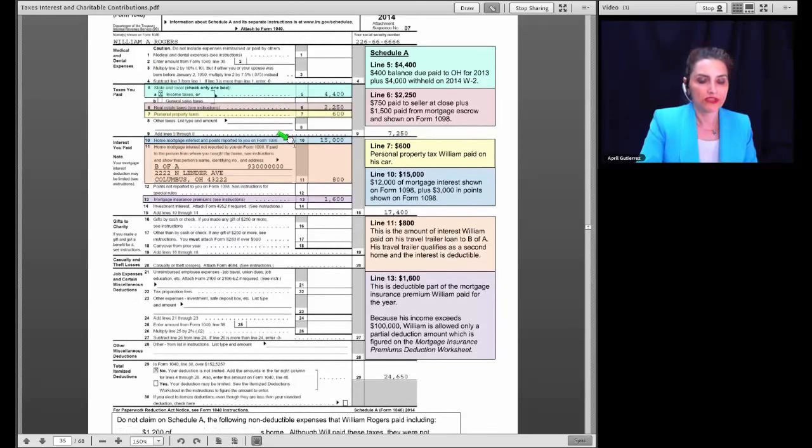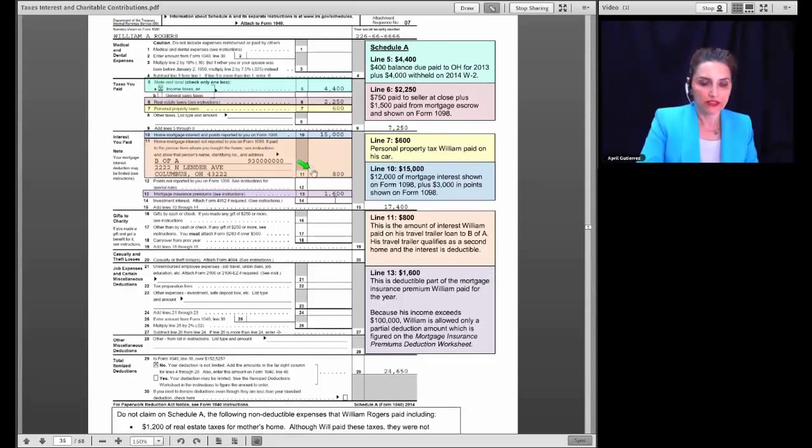His home mortgage interest statement shows $15,000 of deductible amount. $12,000 of that is mortgage interest, and $3,000 is of points. And so you add $12,000 plus $3,000, you get that $15,000. He also has a loan on his travel trailer, and that qualifies as a second home. And I've entered the Bank of America information on line 11, and he's going to claim his deduction for interest on that travel trailer on line 11.